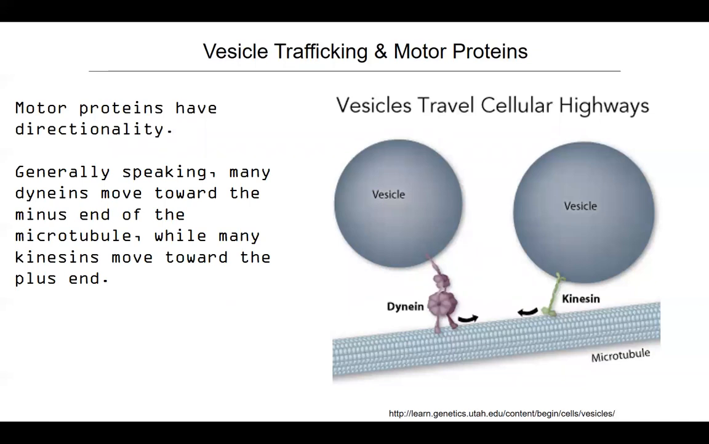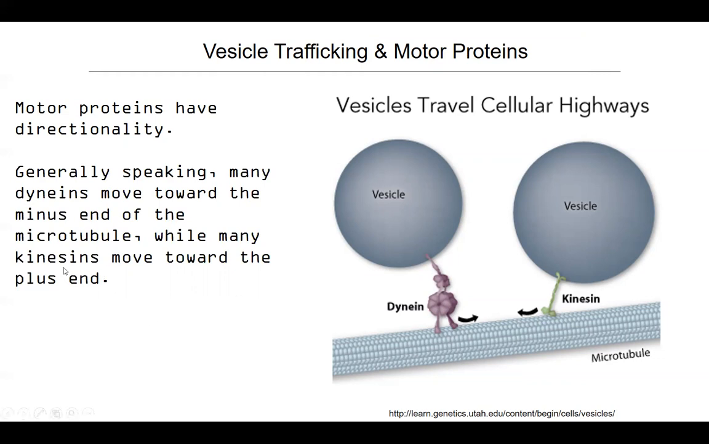This is a very large generality because there are lots of different types of dynein and lots of different types of kinesin, but in general, many dyneins tend to move more towards the minus end of the microtubule. So that's that capped end that isn't growing quickly. You can think of this in a way as sort of moving towards the inside of the cell, okay? It's not always true. It depends on exactly where the minus end is. But generally speaking, you'd be moving more inward.